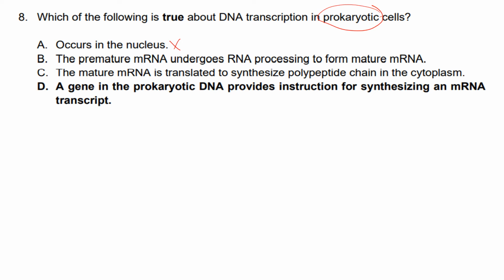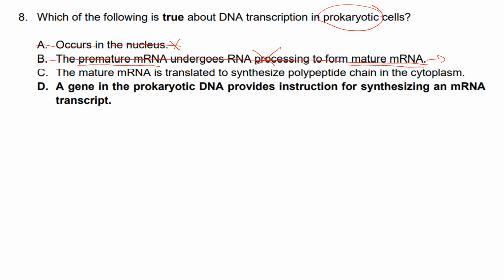So A is wrong. Okay, B, the premature mRNA undergoes RNA processing to form mature mRNA. For statement B, prokaryotic cells do not undergo RNA processing. Only eukaryotic cells undergo RNA processing that converts premature mRNA into mature mRNA, for example, by removing the non-coding sequences and forming a continuous coding sequence. So statement B is not correct.